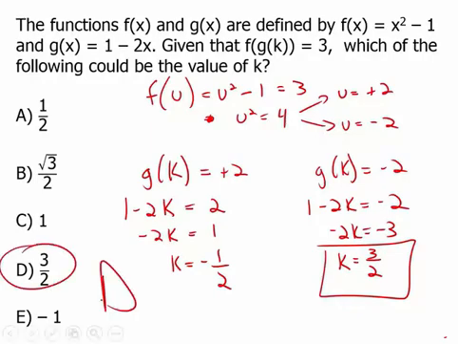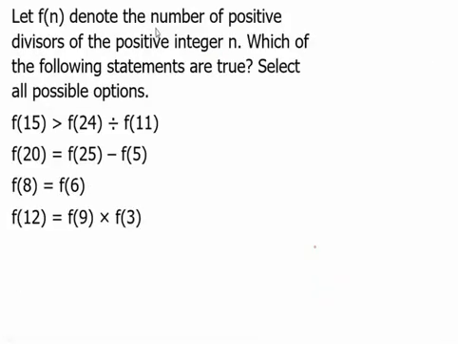Answer choice D. This problem involves counting the number of positive divisors of the positive integer n, where n can be any of these numbers. So F15 means the number of positive divisors of 15. F24 is the number of positive divisors of 24, and so on. And we need to find out which of these statements are true. And there can be more than one right answer. So let's quickly jot down the number of divisors of all these numbers. Here we go.